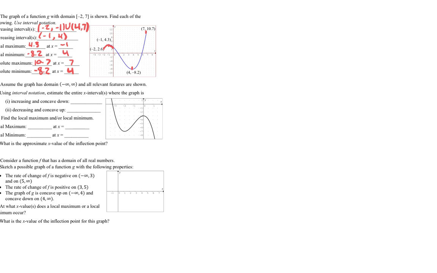Okay, number 20, assume the graph has domain -infinity to +infinity, and all relevant features are shown. Using interval notation, estimate the entire x intervals where the graph is increasing and concave down. So quick recap, if we're concave up, we should be getting something kind of like this. It looks like a smiley face. So this is concave up. And if we're concave down, it's something more like a frowny face.